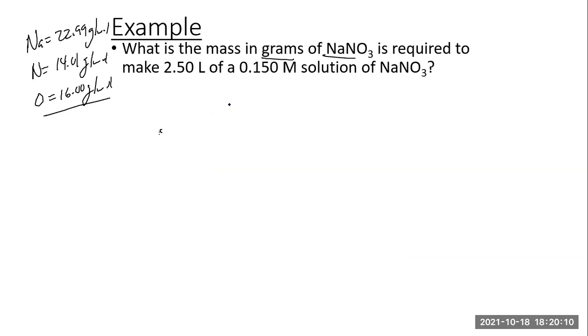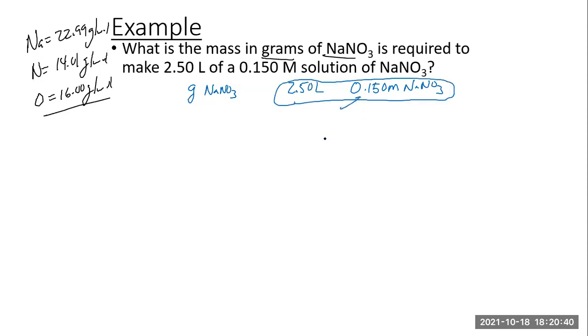All right, so we've got a couple things here. We are looking for grams of sodium nitrate. We're making a solution that has a volume of 2.5 liters and a molarity of 0.15 molar sodium nitrate. So first off, we can look at these two numbers here, and more so this number here.